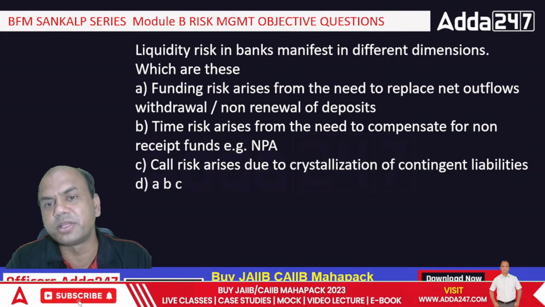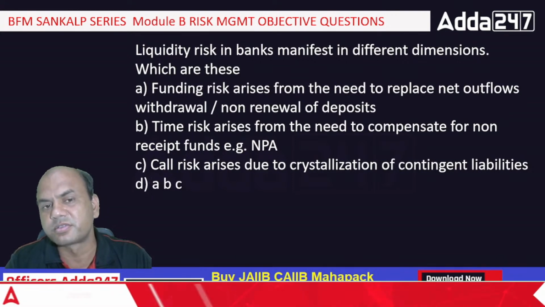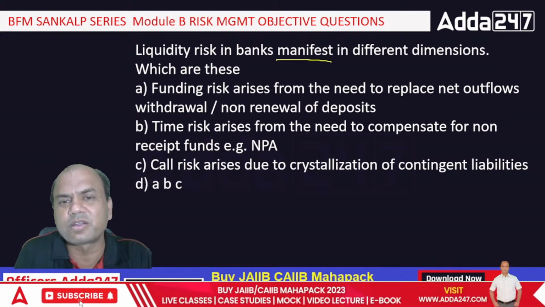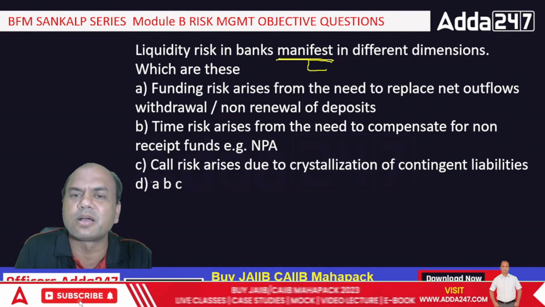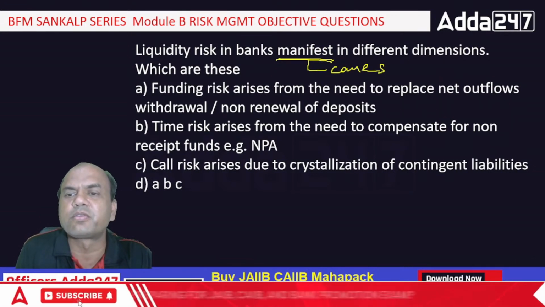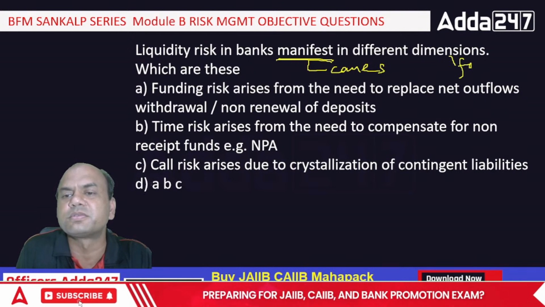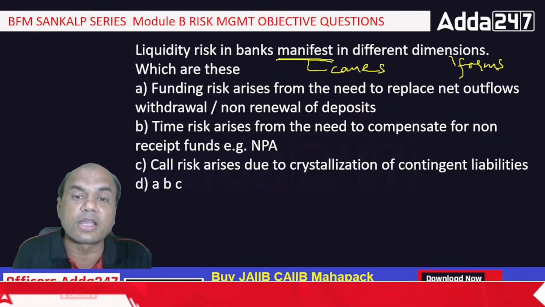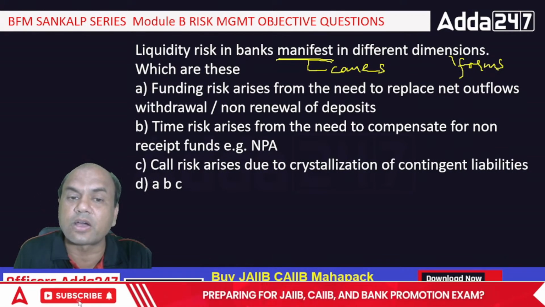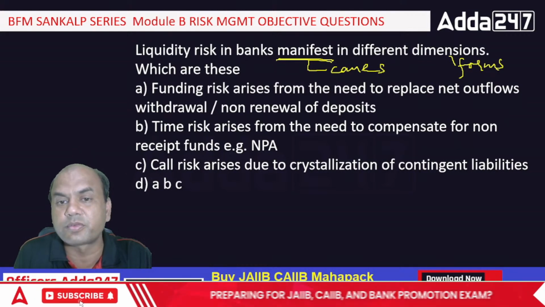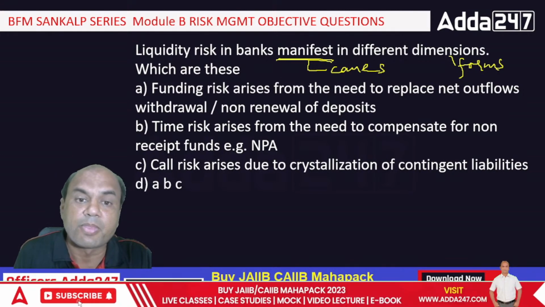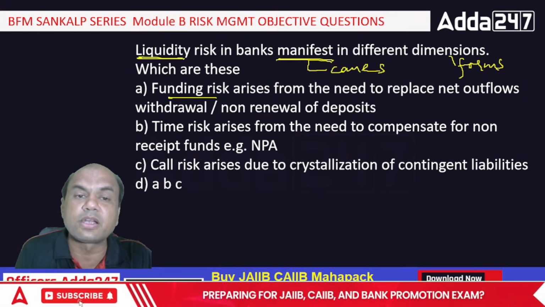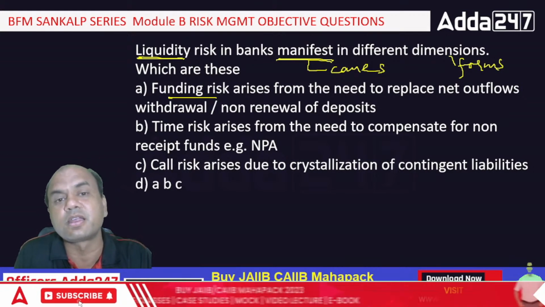Liquidity risk in banks manifests in different dimensions. Which are these? What do you mean by this word manifest? All difficult words are used, isn't it? Manifest simply means comes in different dimensions. Different dimensions mean different forms, different ways. What are the different ways? So, funding risk arises from the need to replace the net outflow, withdrawals, non-renewal of deposits. So I'm facing a funding risk. So liquidity risk means funding risk is a part of liquidity.